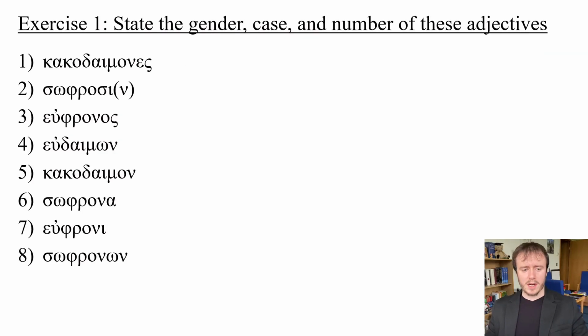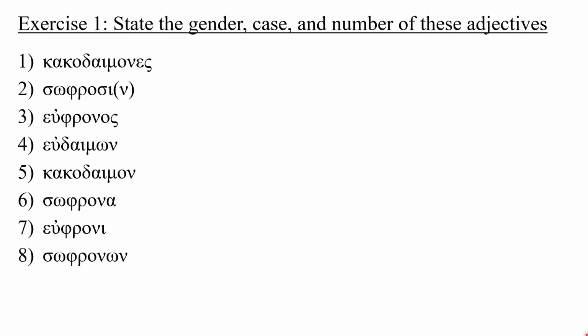Okay, we can now do some practice with adjectives in -on. My first exercise for you is a parsing exercise. Here you have to state the gender, case and number of the 8 adjectives in -on on the screen. Please list all of the possibilities that you can think of in terms of their gender, case and number. Please now pause the video and complete the exercise.